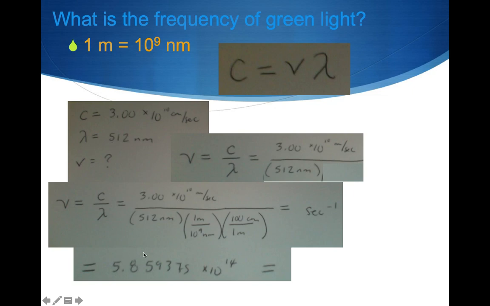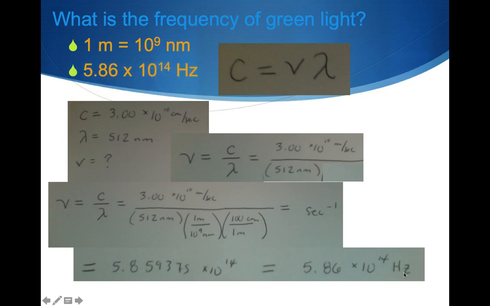So 1, 2, 3 sig figs. I look at the next number for rounding, which it does. So my science answer ends up being 5.86 times 10 to the 14th. I put the label hertz because remember all the other units canceled except 1 over seconds, or seconds to the -1, which is what hertz means. We check our answer with the screen, looks good.